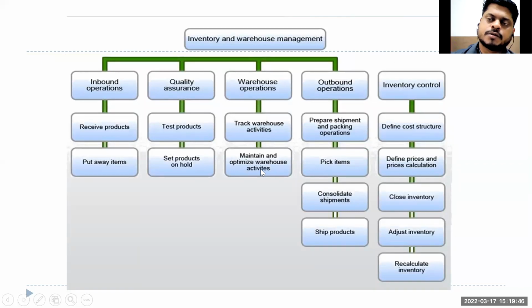As a warehouse manager, you have to remember you have a fixed space, and you have to optimize that. Even within a plant, obviously, warehouses will be a little bigger in a manufacturing plant, but still it is a fixed space. You do not have an infinite amount of space. Then outbound operations: prepare shipment, packing operations, pick items, consolidate shipments, ship product.